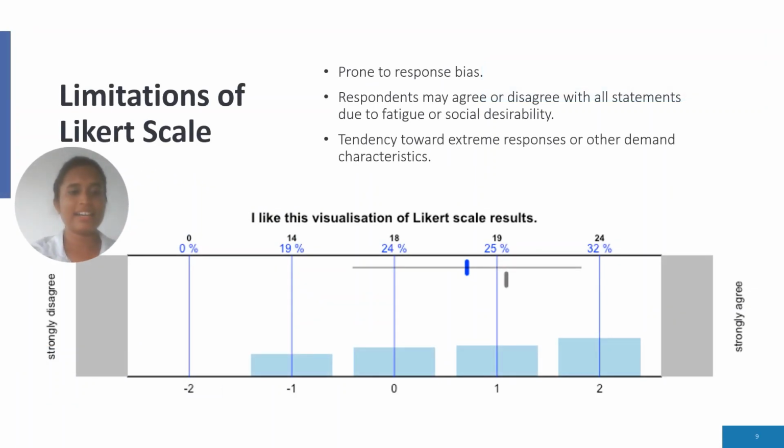Now let's talk about the limitations of the Likert scale. The limitations of the Likert scale include response bias. Respondents may agree or disagree with all statements due to social desirability, and there is a tendency toward extreme responses or other demand characteristics. So those are the limitations of the Likert scale.